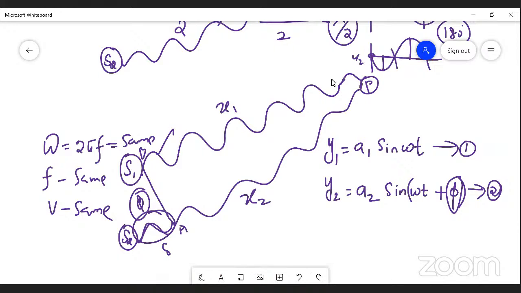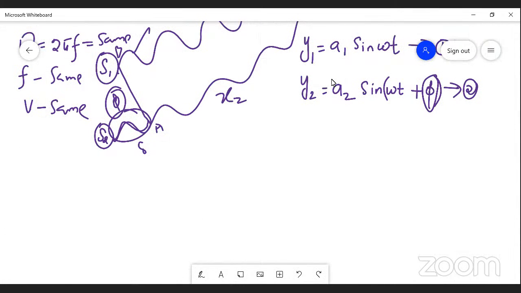Study well the next slide. First of all, I want to explain this. What is the resultant amplitude at point P? According to the superposition principle, the resultant displacement y is equal to y1 plus y2. If a crest and a trough meet, the displacement y is equal to y1 minus y2. It is the sum of the displacements of the two waves. I want to calculate the resultant displacement at point P.